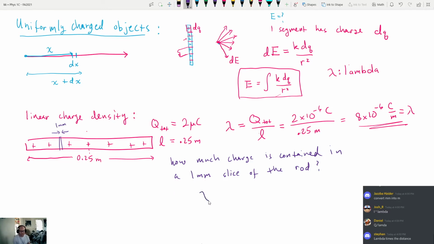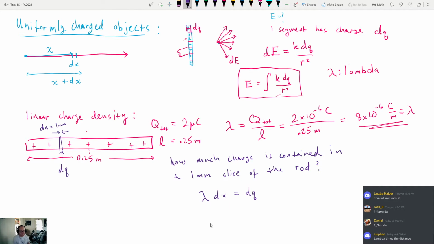What if we take lambda? Let's call 1 millimeter, I'm going to give it a special name here. We're going to call it dx. Don't worry too much about that. It's a distance. We're calling it dx. It's 1 millimeter. If I take lambda times 1 millimeter, that should be equal to the amount of charge, and guess what? I'm going to call that dq. We're going to say the amount of charge contained inside of the slice is dq.